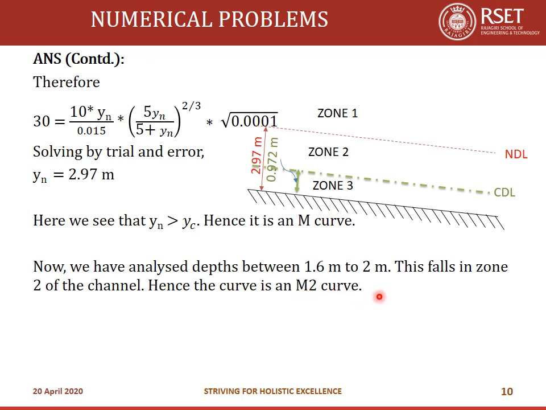So this is how you find out the water surface profile. You find out Yc using Q squared by G raised to 1 by 3. You find out Yn using trial and error, and then you compare them, check whether they are steep sloped or mild sloped or critical sloped or whatever it is, and then check the zone in which your depth is falling and correspondingly name your curve.